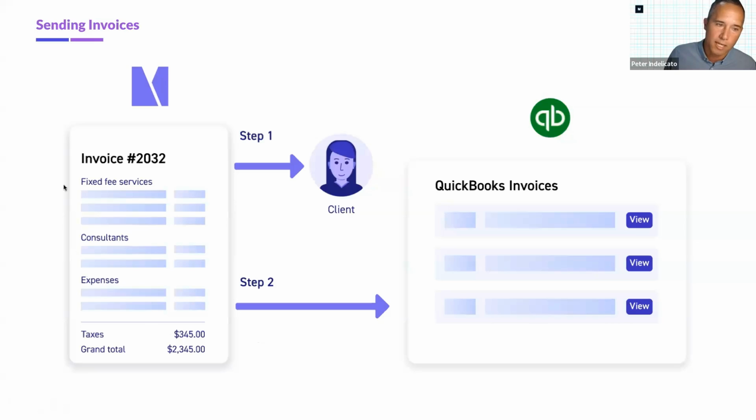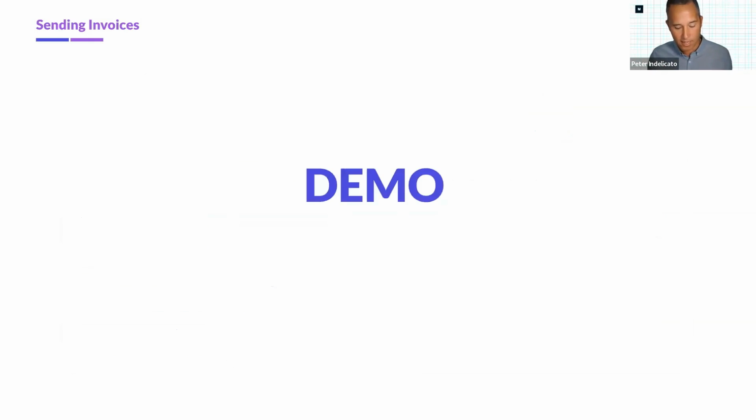With the click of a button, you can take a Monograph invoice, press send to QuickBooks, and it will appear over in QuickBooks with the proper attribution for all the line items in that invoice, the right numbers, the right client information, etc. So let's take a look at that live as well.